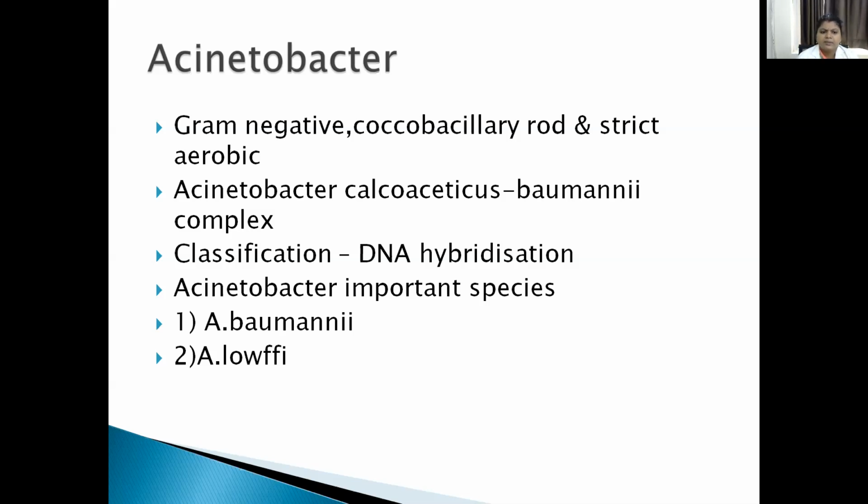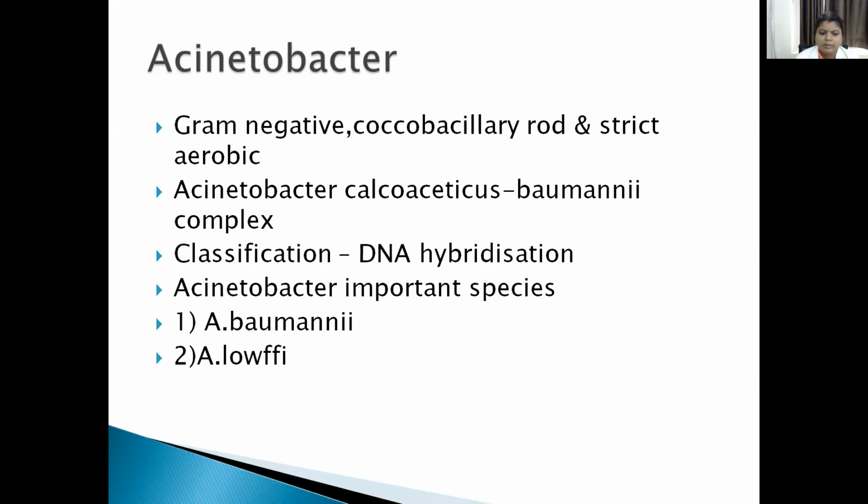Acinetobacter forms pink colored colonies on MacConkey agar. Another important characteristic feature of baumannii is that it grows at 10% lactose, in the presence of 10% lactose instead of 1% lactose.